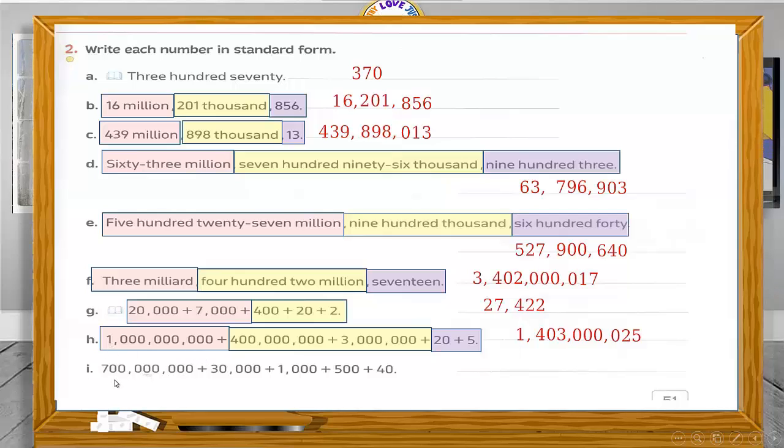Last one here we have 700 million and 30,000, 1,000 together inside one period, 540. First period we have 700 million. So write in the first period 700 million, and in tenths and ones write zeros. Next period 30,000 and 1,000 together inside one period. So write here 31,000. Last period write 540 like this.